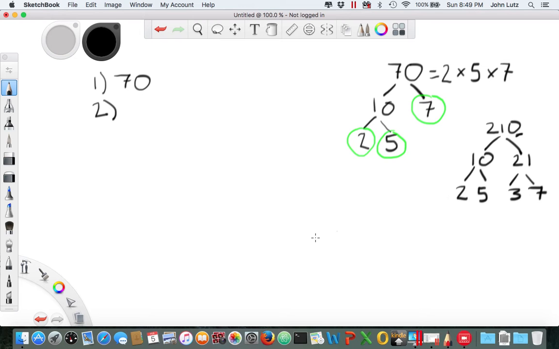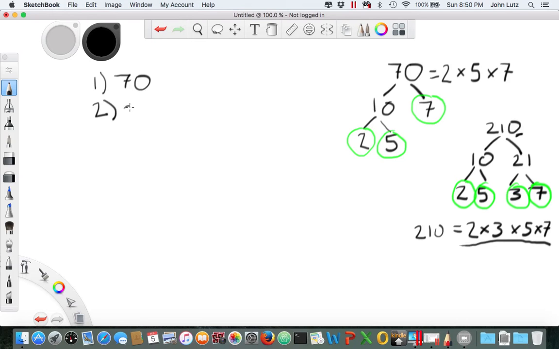Are these all prime numbers? Well, yes, in fact they are. So we have our leaves. So our leaves for 210 are 2, 5, 3, and 7. Which means that we can say that the prime factorization of 210, I'm going to write it underneath here, 210 is equal to 2 times 3 times 5 times 7. And the thing to recognize here is that generally speaking, we are going to start with the lowest number and end with the largest number.